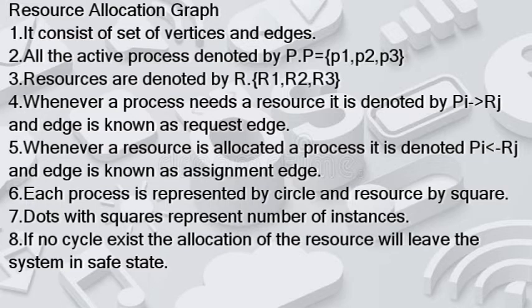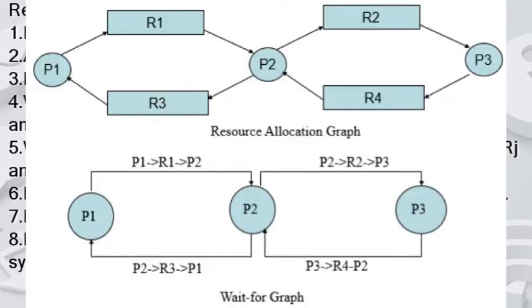Each process is represented by a circle and each resource by a square. Dots within the square represent the number of instances. If no cycle exists, the allocation of resources will leave the system in a safe state. This is just to tell you what we mean by the resource allocation graph algorithm. If you want to understand more about how we work with the resource allocation graph algorithm, let me know in the comment section. I'll make a separate video for it.